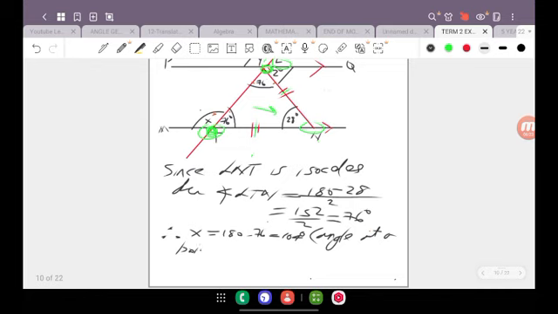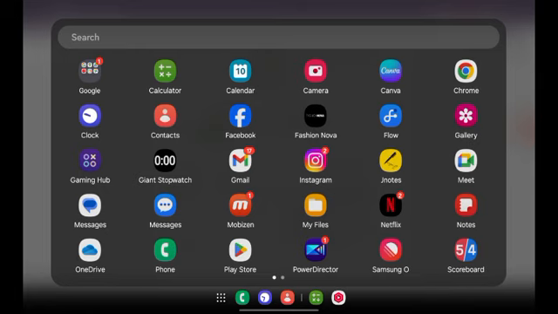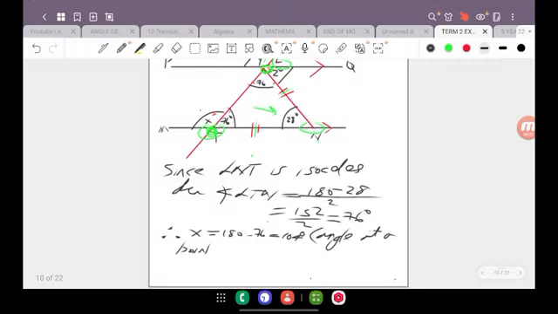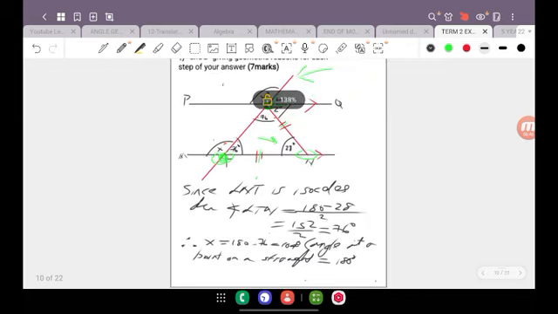So angles at a point on a straight line equals 180 degrees. So that's my reason for that. All right, so that's how you would get full marks there.